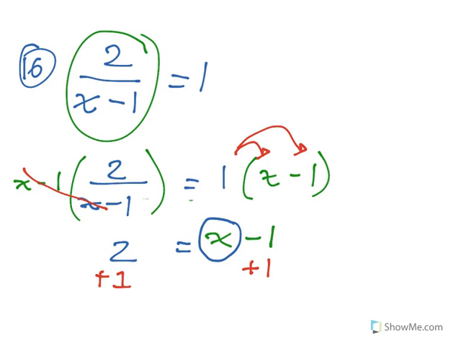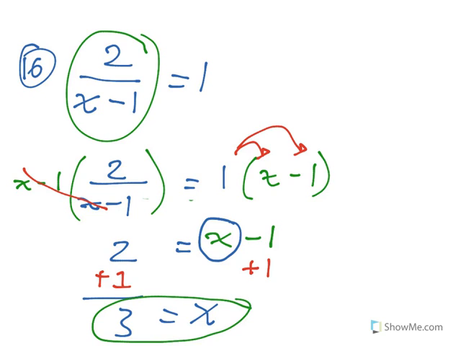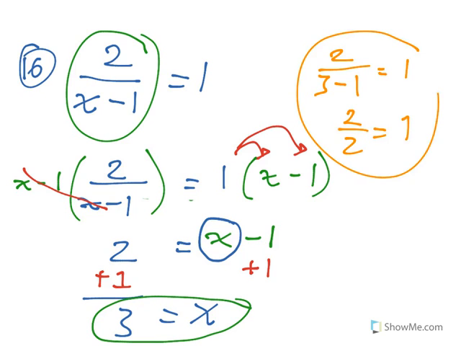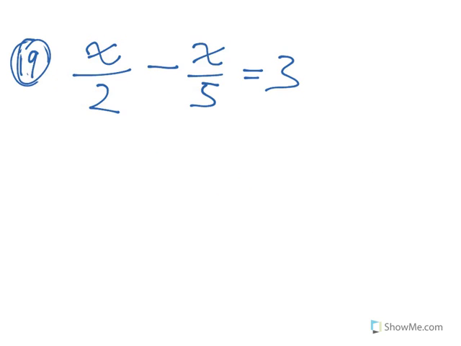Okay? And we have our answer, 3x equals 3. And we can do an idiot check, that's what I like to call it. Let's take x, which we've discovered is 3, and plug that into this equation and see if this works. 2 divided by 3 minus 1 equals 1. That is correct. 3 minus 1 is 2, so 2 divided by 2 equals 1. It works. Yeehaw!